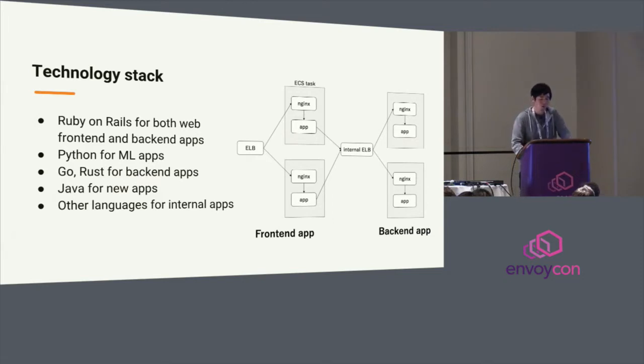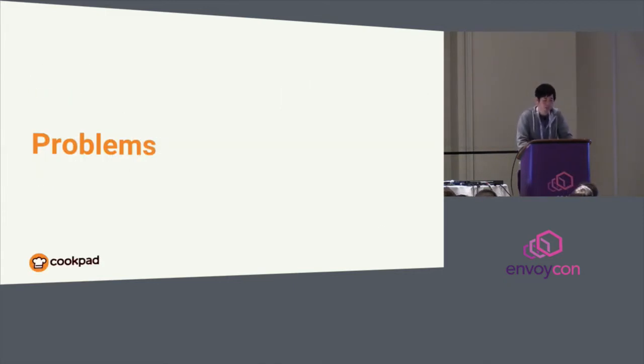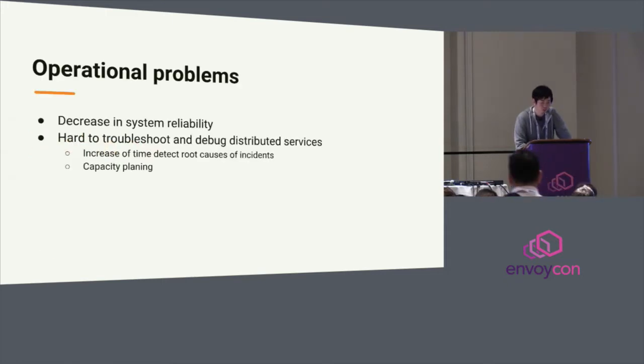And the right diagram is our typical architecture before. Most of our applications are running on Amazon ECS. We have some internet-facing load balancers, which were associated with front-end apps, and front-end apps communicated to back-end apps via internal load balancers. And all internal communication was plain JSON over HTTP/1. So it's very simple.